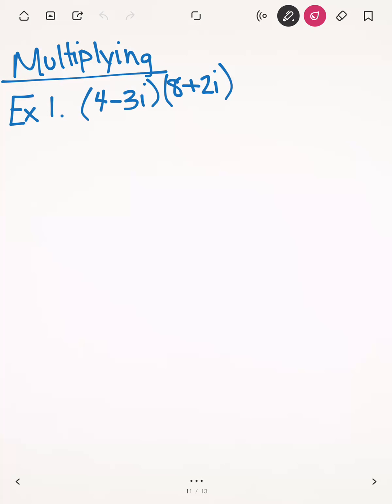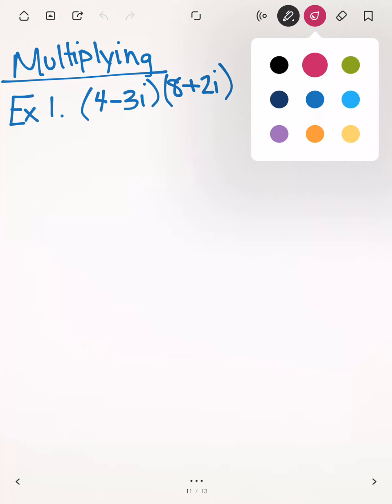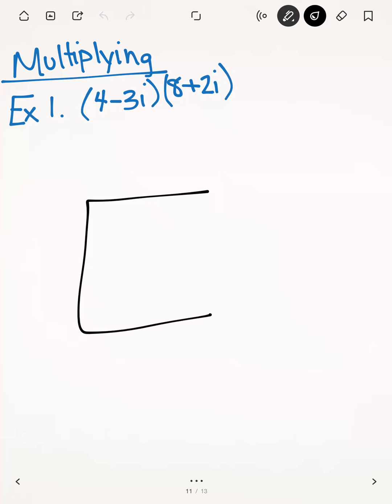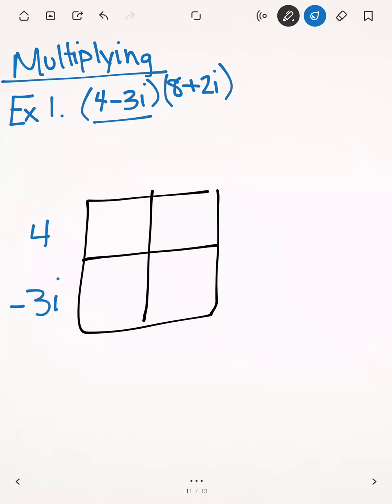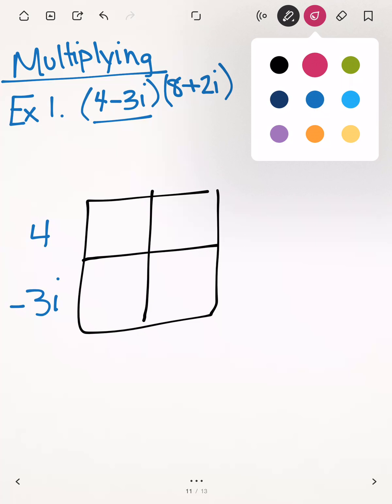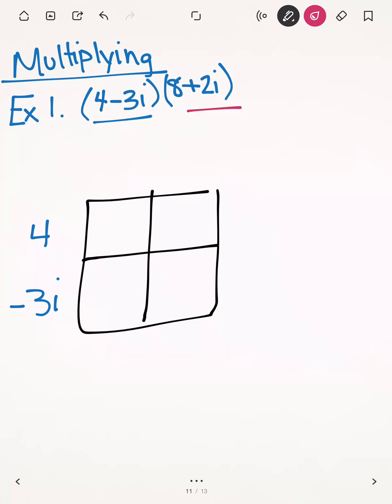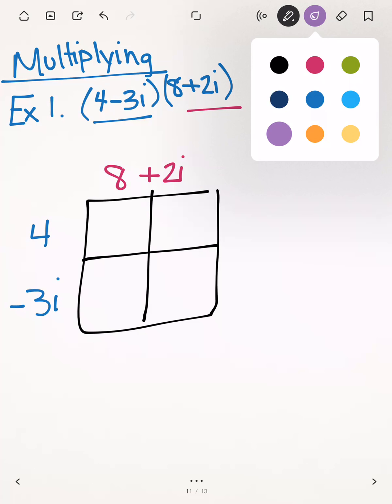Moving on, now we're talking about multiplication. You can do FOIL, but I prefer the box method, so I'm going to show you my box method. You start with the box, just like in science when you're doing genetics with Punnett squares. I write my first binomial on the side, 4 minus 3i. Then I write my second binomial on top, 8 plus 2i. And now I just multiply and fill in the boxes.